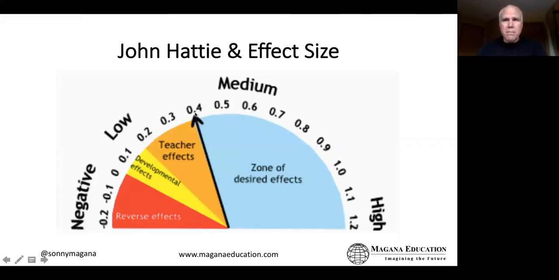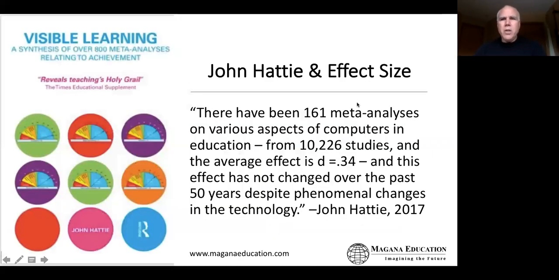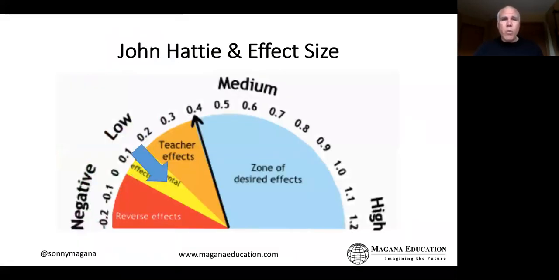We can consider that the tipping point. Anything above that tipping point is desirable. Anything below that tipping point, not so much. Turns out Professor Hattie has done the most recent meta-analysis on the impact of technology on student learning. And he looked at over 10,000 studies addressing various aspects of computers in education and found that the impact is 0.34. And it hasn't changed in 50 years. That's downright dismal. It's well below the zone of desired effects.